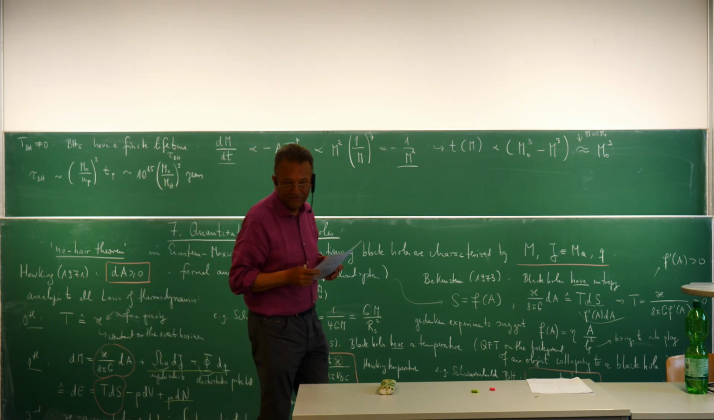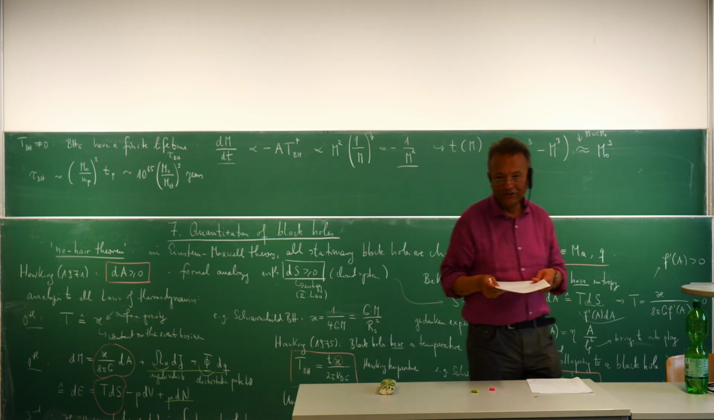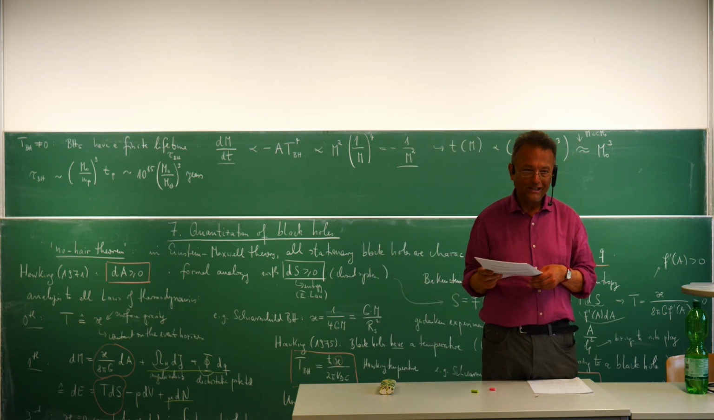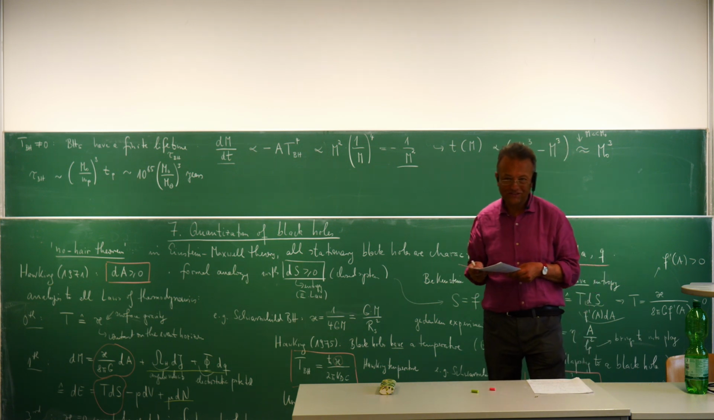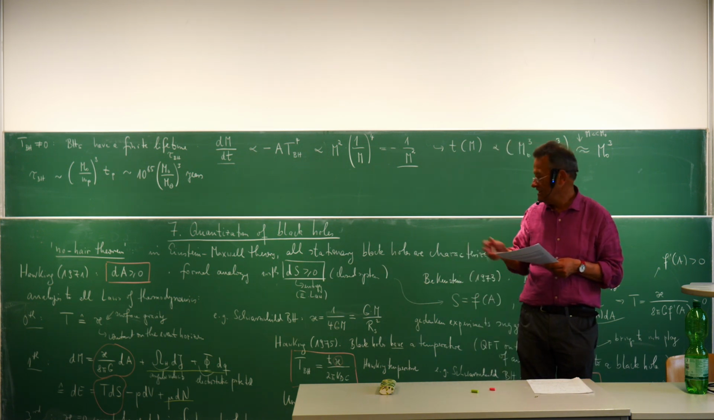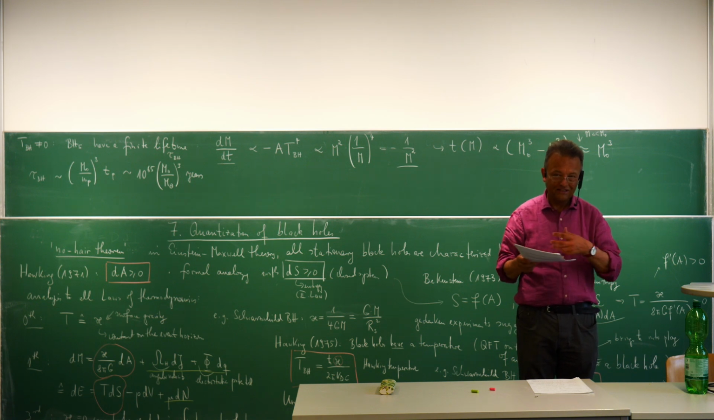Now, do you think this is long or not? Well, you must recall that the age of the universe is about 10 to the 10 years. So this is about 10 to the 55 times the present age of the universe. So this is really very, very long. And so for astrophysical black holes, you cannot expect to see, I mean, this final evaporation.